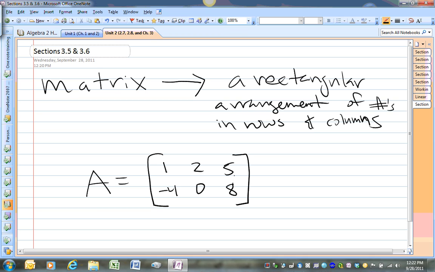This right here is a matrix. Notice how we use brackets to surround it. Also notice how there are two rows and three columns. So this is a great way to organize a certain group of numbers.